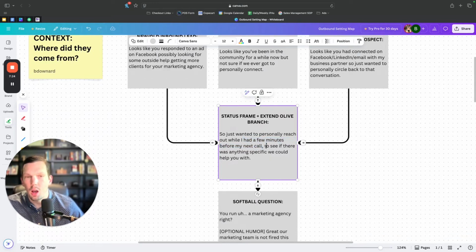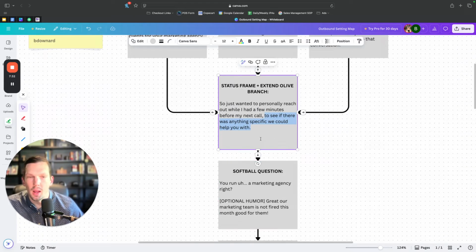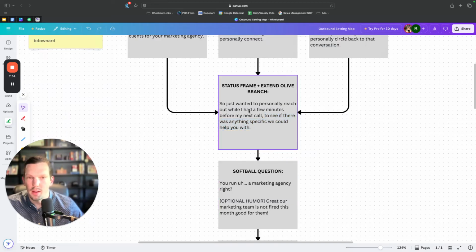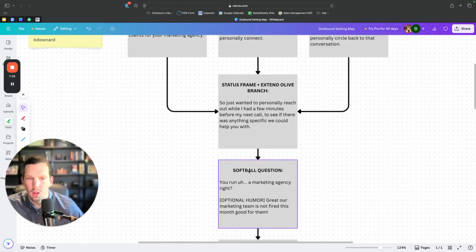And then you're just offering help, right? You're here to help. We're here to serve. Sales is a service. So we're extending the olive branch of, "Hey, I just wanted to see if there's anything we can help you with." Now, what I always do before letting them respond to this, because they'll usually have an objection here, is go into what I call a softball question.